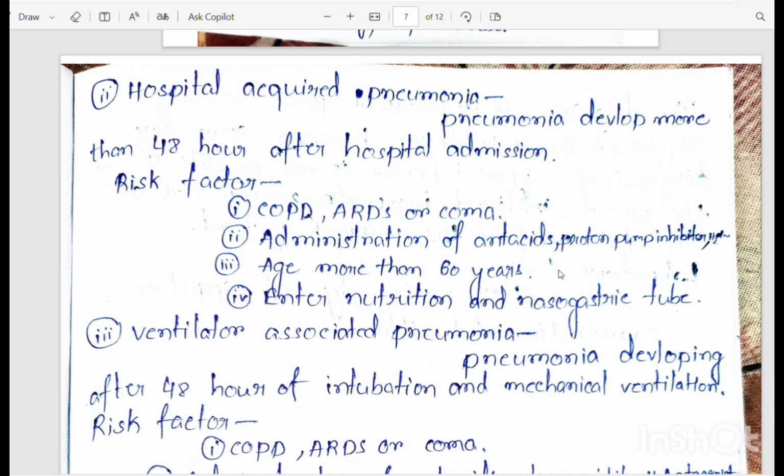And if the person's age is more than 60 years, then also the person can suffer with hospital acquired pneumonia. And enteral nutrition and nasogastric tube: if the person is given more nutrition than the person is capable of taking, then also the person can suffer with this type of pneumonia.